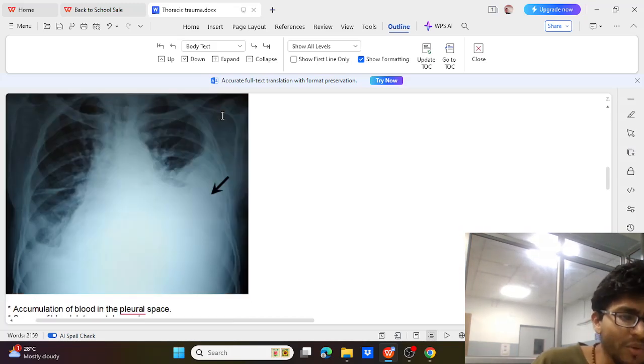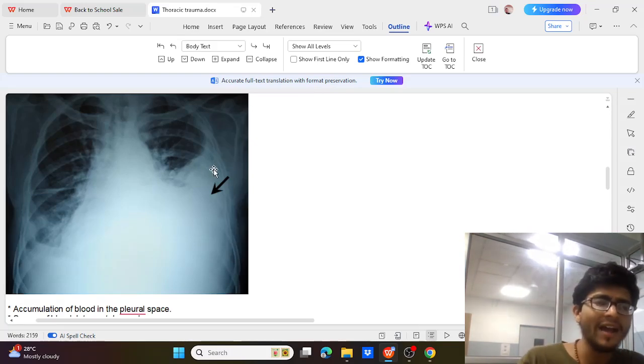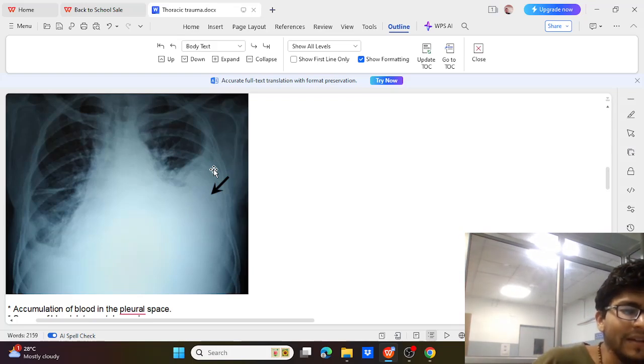Now coming to hemothorax, we can see in the diagram the white part, the blood is always white on X-ray and CT, we can understand from this, and air is black on CT and X-ray. So we can see the water column or blood column having an upward curvature towards the periphery.